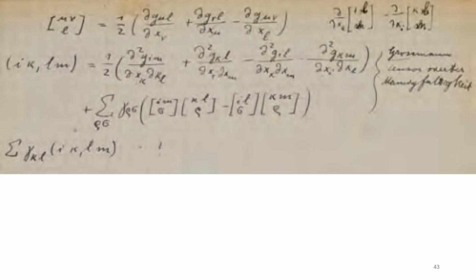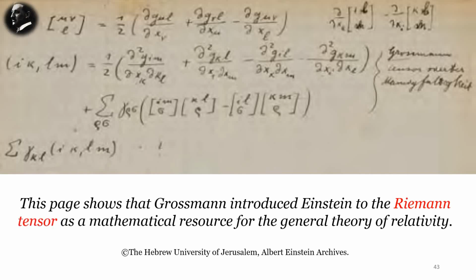Okay, so I know this is a little bit hazy. I cannot help it. I downloaded it from the Zurich archive. So here you see that Marcel Grossman is introducing Einstein to the Riemann tensor as a mathematical resource for the general theory of relativity. So apparently Grossman had shown Einstein the relevant object that would open a path towards fully covariant gravitational field equations, and to define Christoffel symbols.